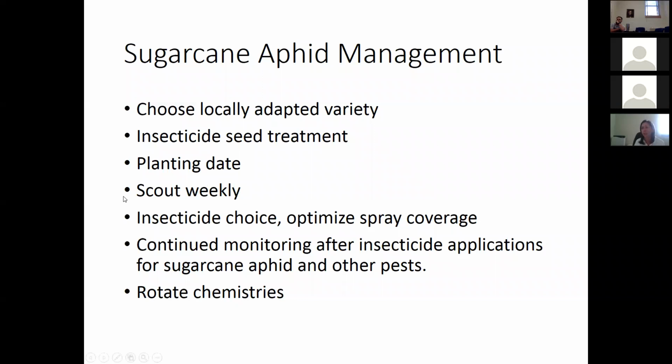I can't stress enough the importance of scouting and scouting weekly for this pest until you detect it. Once you detect this pest, you might want to go out and scout more than once a week just to keep an eye on populations, since they can build up very quickly. With insecticides, we've got 2 good insecticide options, Savanto and Transform. Again, recommend rotating those chemicals to try and delay insecticide resistance development. And after you make that application, continue monitoring populations, make sure they don't rebound, and monitor late in the season to make sure that you don't have high populations that could interfere with harvesting.